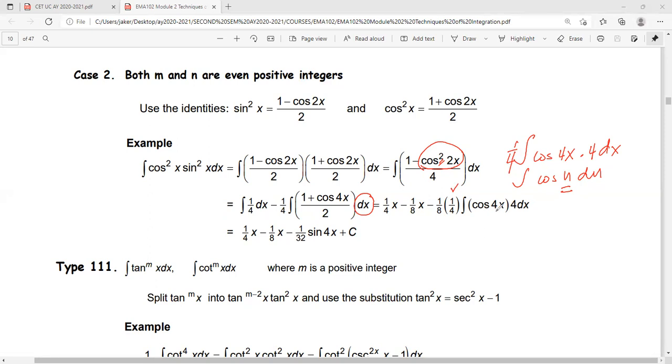And then the integral of the cosine of 4x, which is the sine of 4x. Now, this is 1/4, this is 1/8. So actually, this can be simplified to 1/8 x minus 1/8 times 1/4. So that would be 1/32. Okay, 1/32. You have that one. So we'll just copy it. 1/32 sine of 4x plus c.